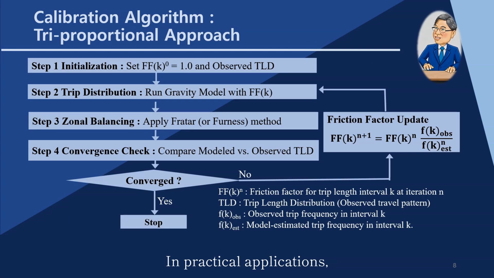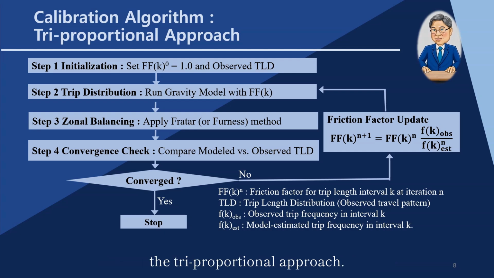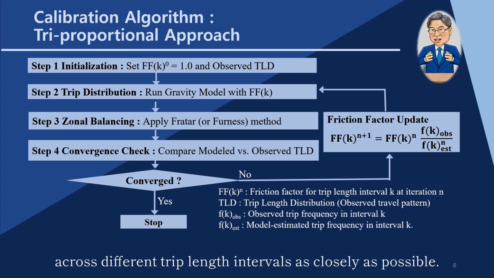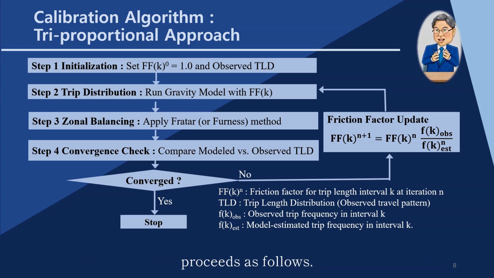In practical applications, the most widely used calibration technique is the tri-proportional approach. The purpose of this method is to align the model-estimated trip distribution with the observed travel patterns across different trip length intervals as closely as possible. The calibration process using the tri-proportional approach proceeds as follows.